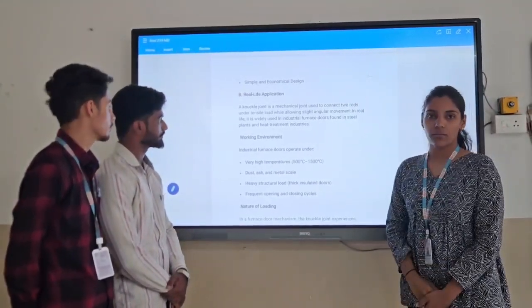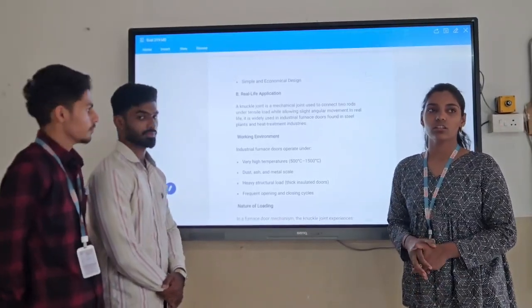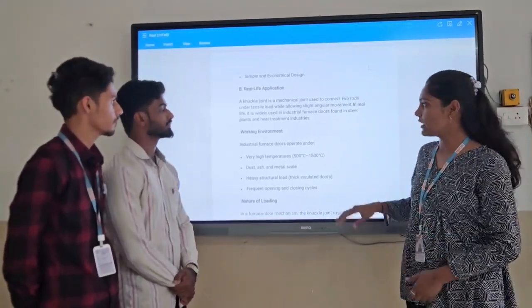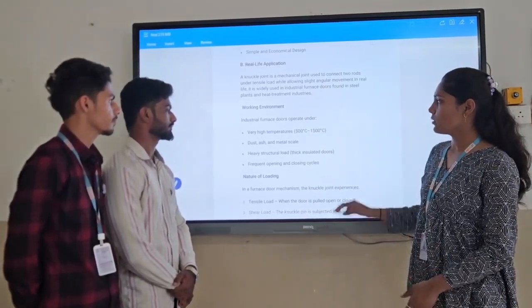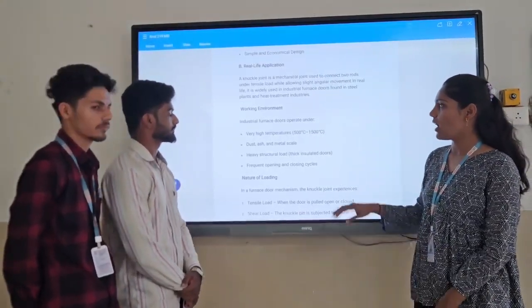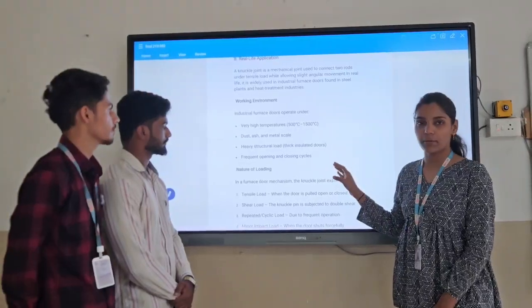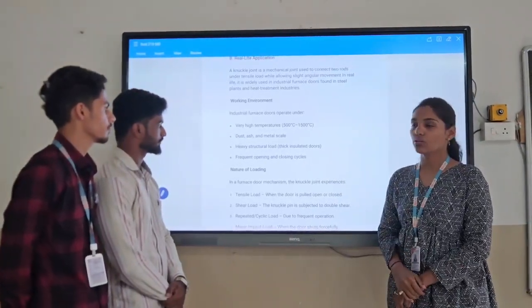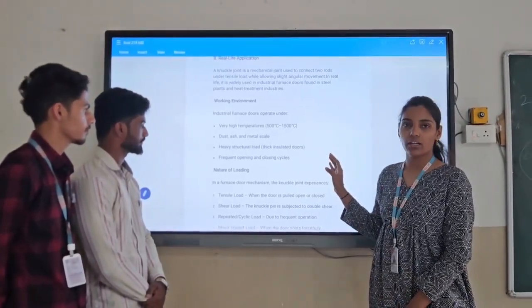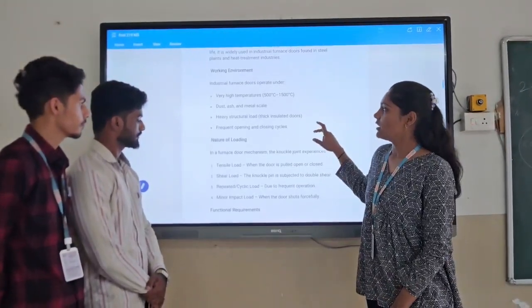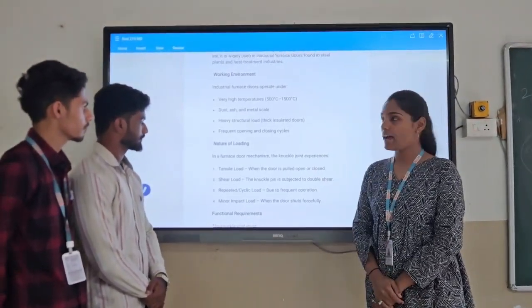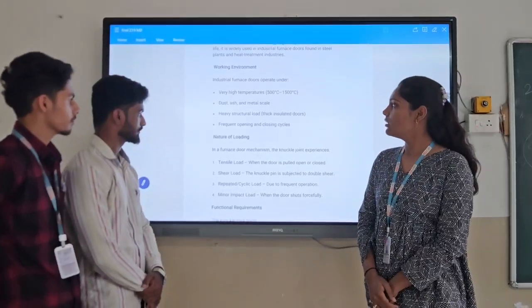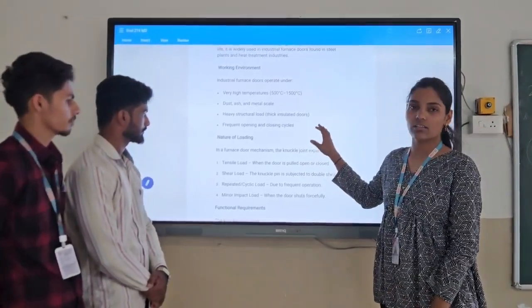Next is the real life application of the knuckle joint, used in an industrial furnace door linkage. It is connected to the industrial furnace door. It operates at very high temperature, from 500 to 1500 degrees Celsius, with dust, ash, and metal scale, a heavy structure, and load thickness.